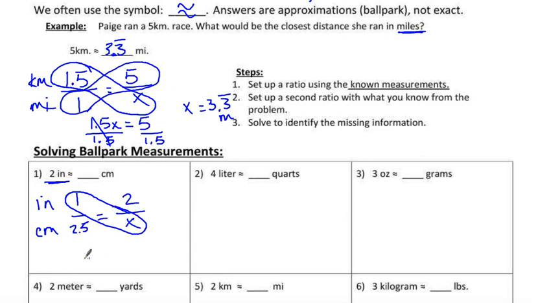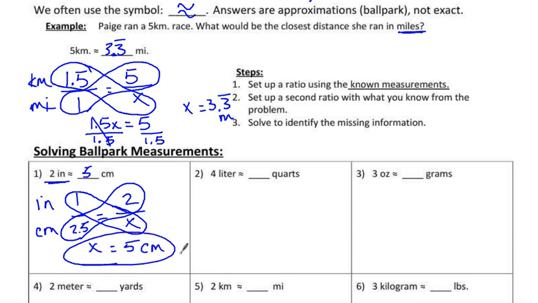1 times X is X. 2.5 times 2 will get you 5. And that's just the answer. 5 centimeters, because X is just plain. There's nothing to solve for X.